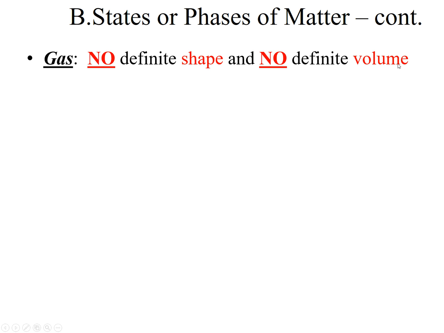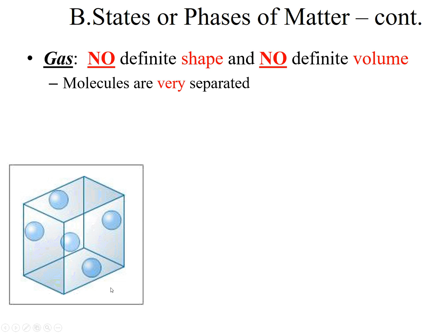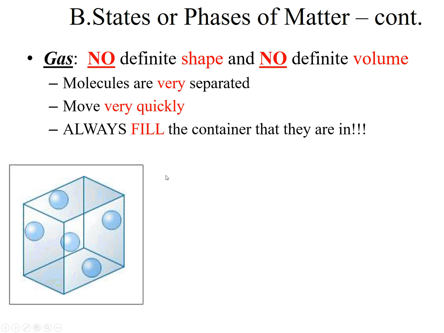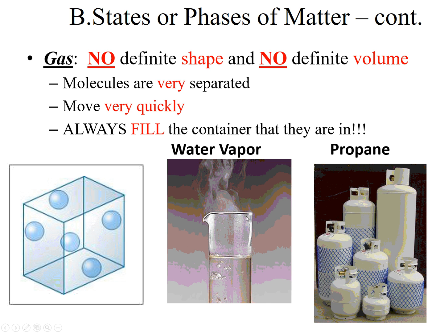The gases have no definite shape and no definite volume, so they're very, very separated, and they have lots and lots of energy. They move super quickly. They always fill the container that they're in. Gases also could be water vapor, propane. You have a lot of gases on your periodic table. There's about 10 gases on the periodic table. Hydrogen, neon, helium, nitrogen, oxygen, fluorine. You have chlorine, argon. You have krypton. All of your noble gases in group 18 are gases. Radon, xenon, those are all gases because they don't have a definite shape, no definite volume, and at room temperature, they move very quickly and they separate.